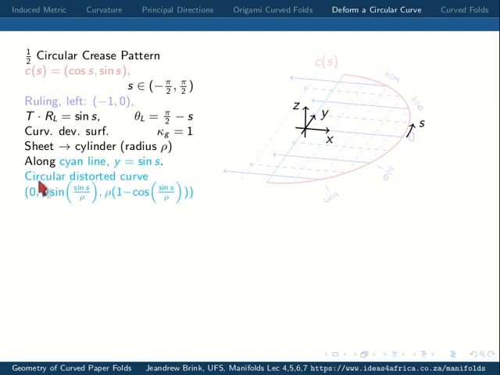So let's see exactly what it does. Here's our distorted circular curve. So this is orthogonal to my ruling direction. There we put it in.